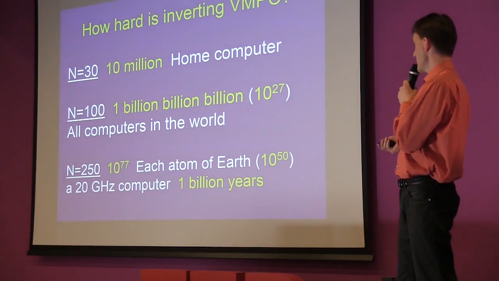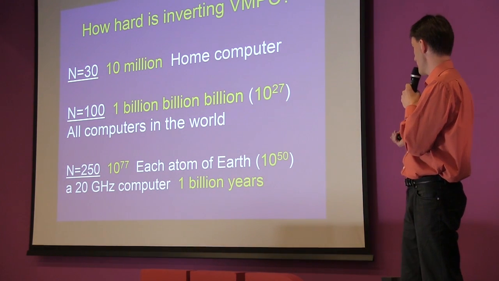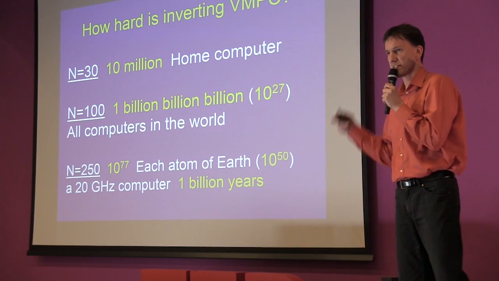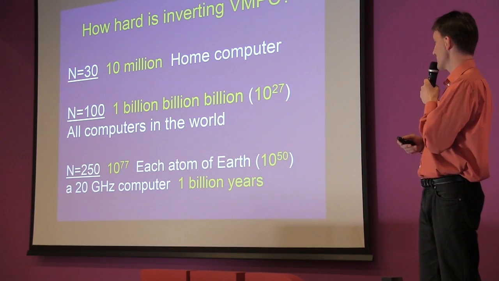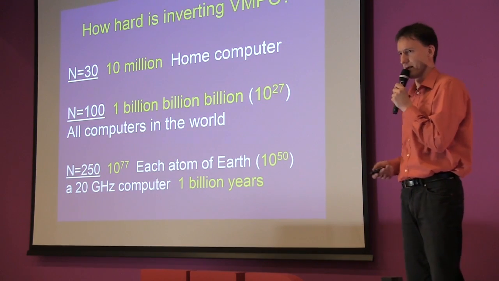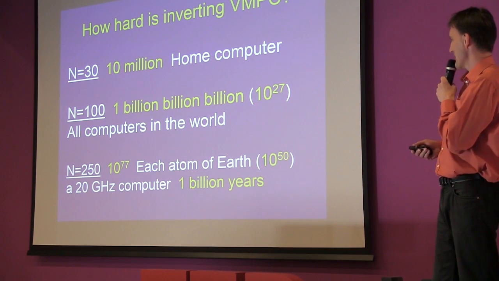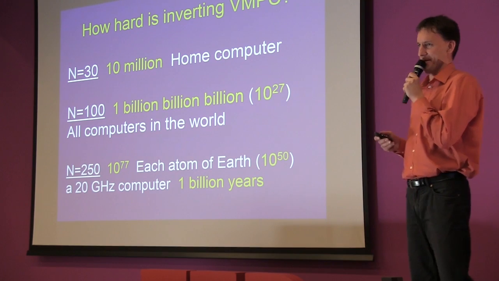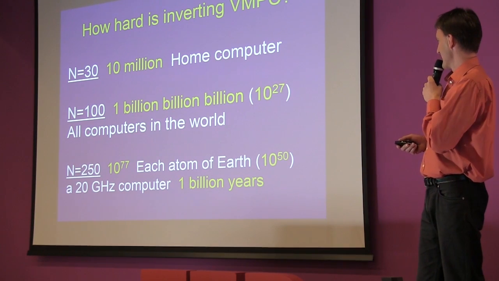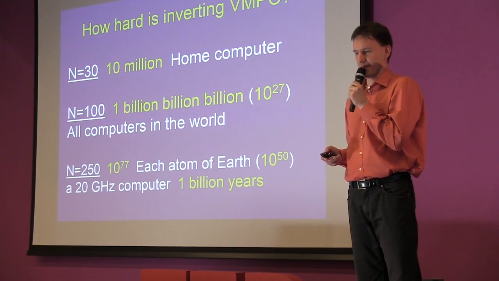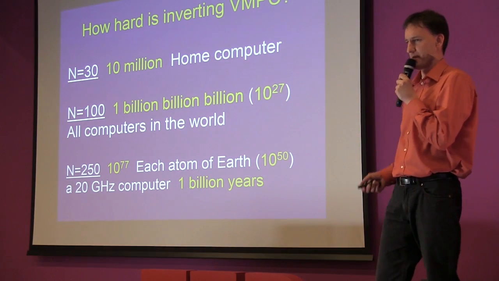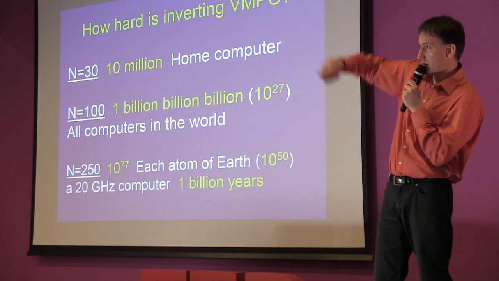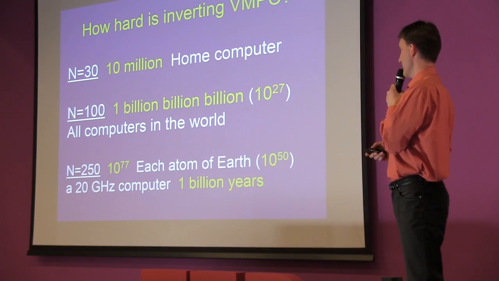And imagine that each atom of Earth, of which we have about 10 to 50, is a super fast computer. Then it would still take 20 billion years, 1 billion year, I exaggerated a bit. It would still take only 1 billion years, sorry, not that much, to invert the function. Of course, you can extend the size of the permutation more, and the complexity of inverting it grows rapidly.